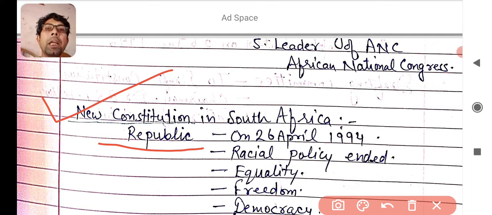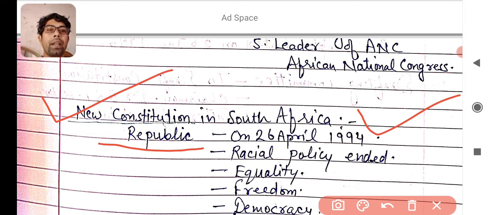South Africa became a republic on 26 April 1994. It will also be an objective type question in your exam. When did South Africa become a republic country? And do you know the meaning of republic here? You know that a republic country means the head of the state is an elected person. And who became the first president? Nelson Mandela.